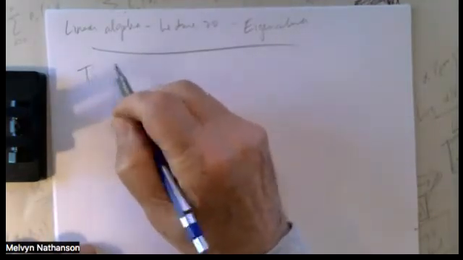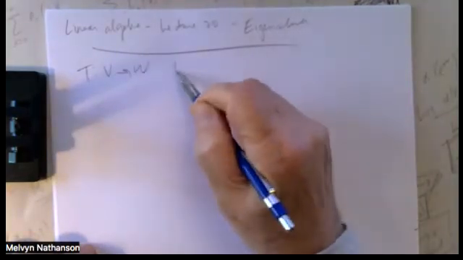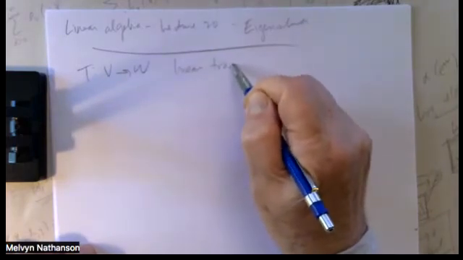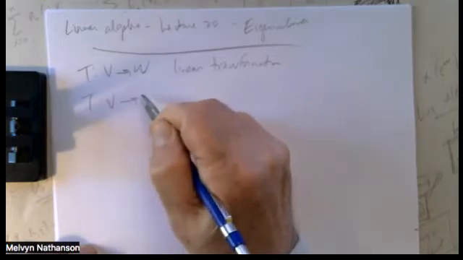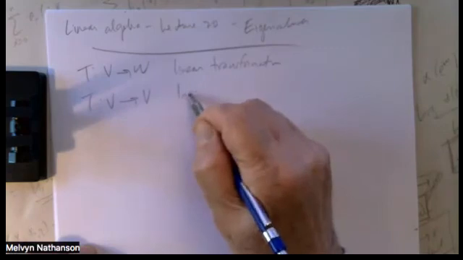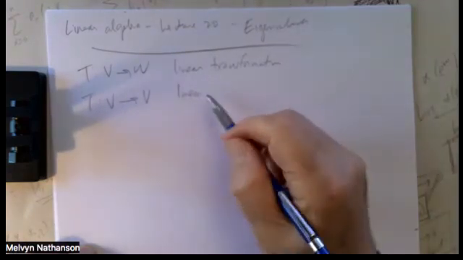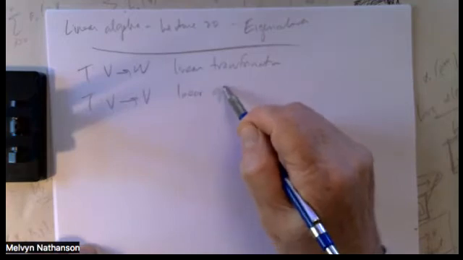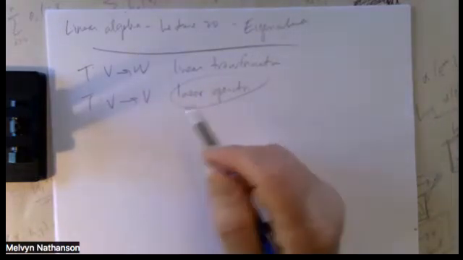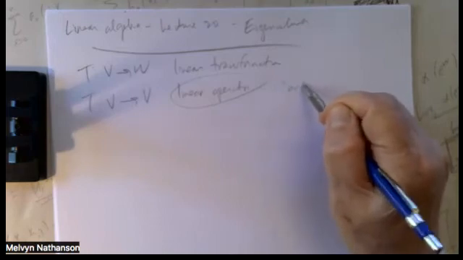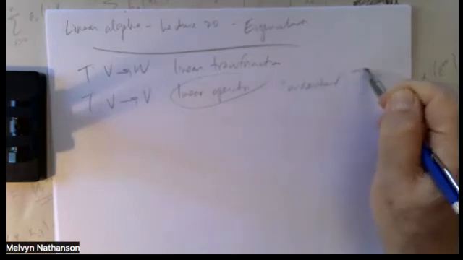So we have T from V to W is what we've been studying, a linear transformation from a vector space V to a vector space W. In the case when we let W equals V, it still is a linear transformation, but a linear transformation from a vector space to itself is also called a linear operator. So I'll use both terms interchangeably. A linear operator is just a linear map from V to V. And the object is somehow to understand this linear map.